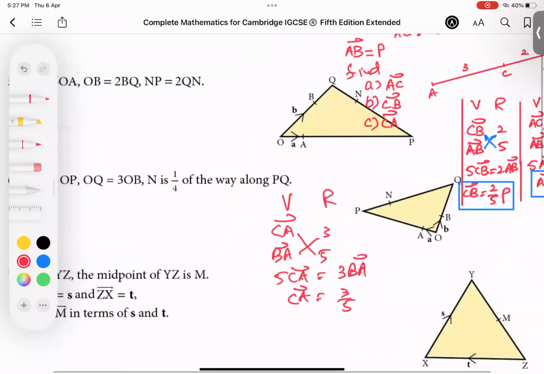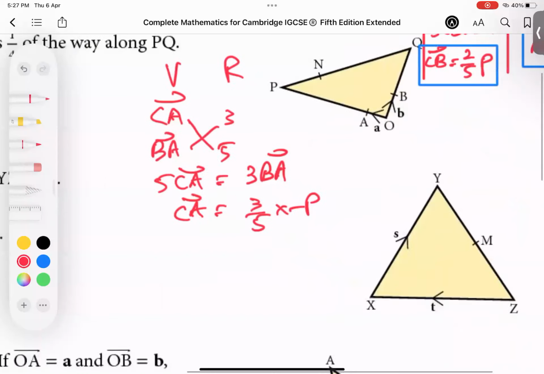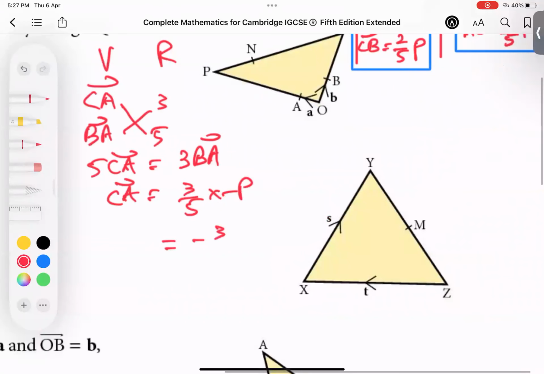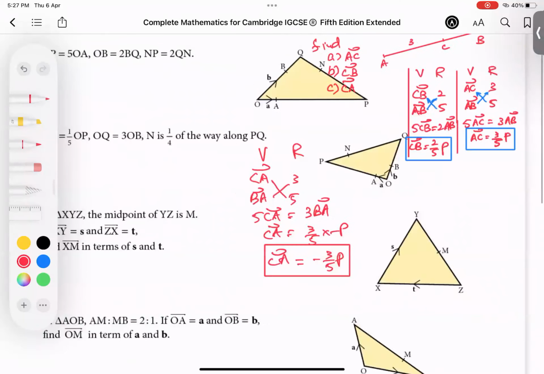But for your knowledge, AB is P. Then what is BA? Minus P. Or you can write your answer as -3 over 5 times P. This is my final answer, and I believe this part is very clear.